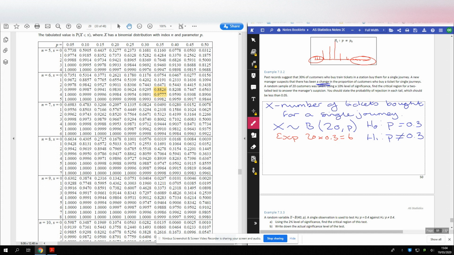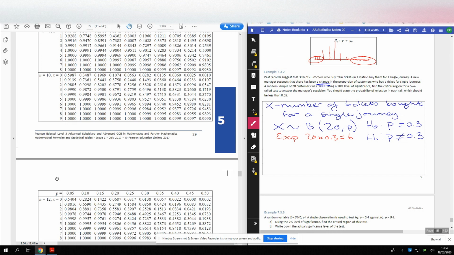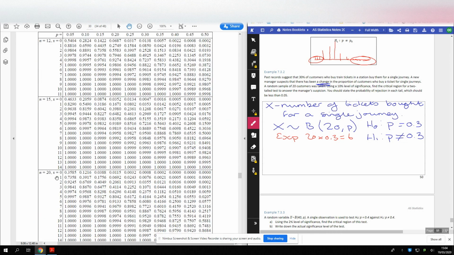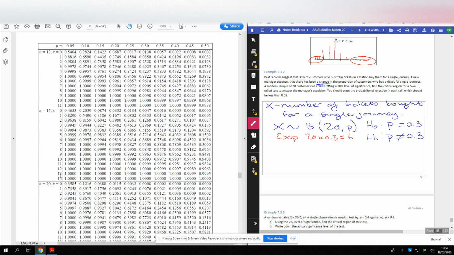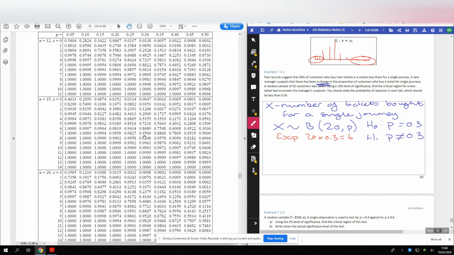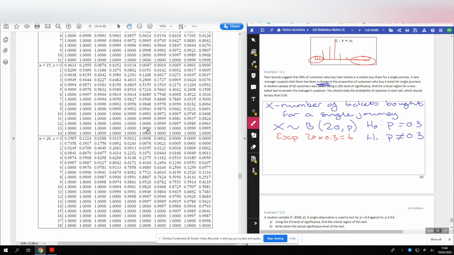Looking on the tables, because this probability of 0.3 is one that's given, I need n = 20. So I'm just going to scroll down. This is in the formula book. It's also at the back of the textbook, if you want to look it up there. And we've got 0.3, which is this column here, and I'm in n = 20, so I need to be in this column here.